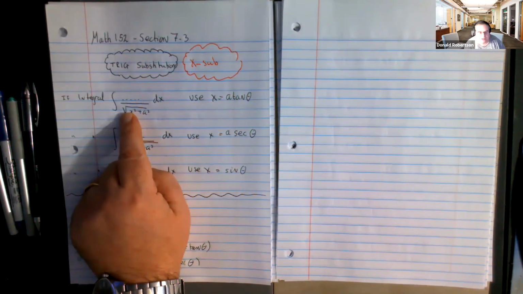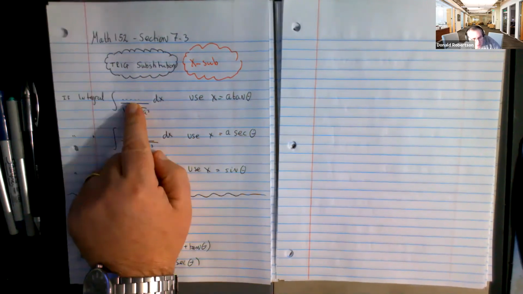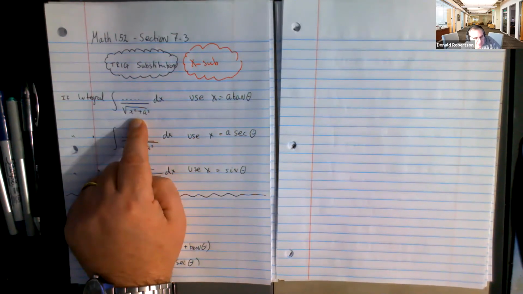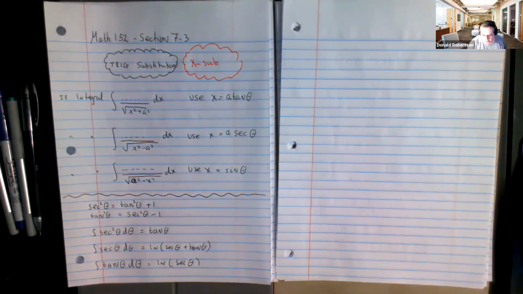So suppose you're trying to integrate this. Who cares what's in top? This is the important bit. There's a square root of x squared plus 9, x squared plus 29, you know, x squared plus 1,000,000, whatever it might be. When you see that, you're going to use the substitution x equals a tan theta.